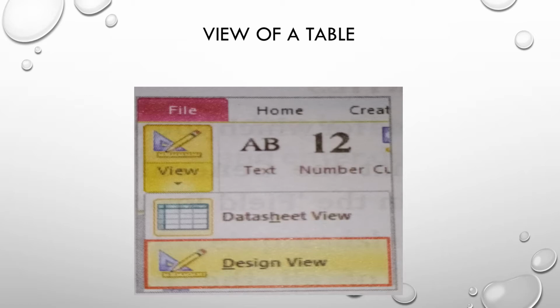A field is a named unit of information. It stores one type of information about all the objects or items.